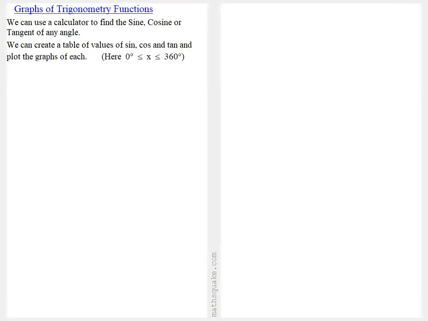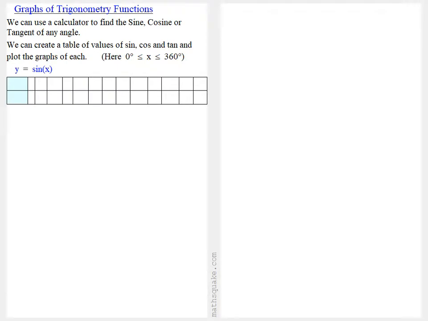Now let's look at the graphs of trigonometry functions. Now we can use a calculator to find the sine, cosine, or tangent of any angle. So we can create a table of values of sine, or cosine, or tangent, and plot the graphs of each. Here we're going to take the graph going from 0 degrees to 360 degrees. So if we start with y equals sine x, we can draw a table, fill in the angles. I'm going up in steps of 30 degrees, and we can get the sine of the angle using a calculator.